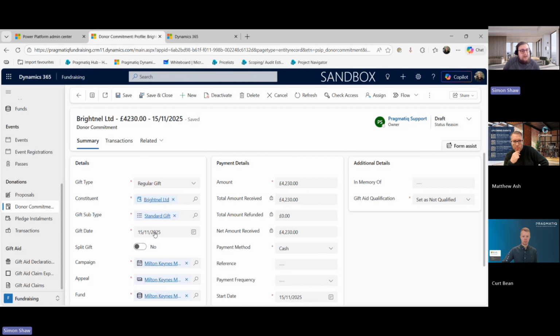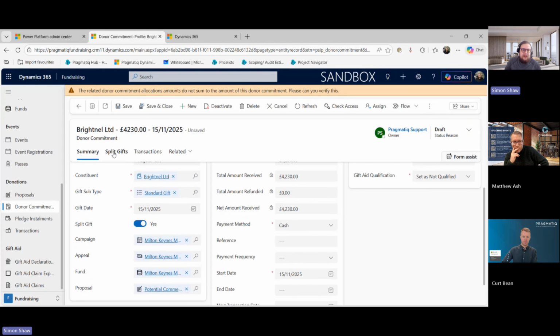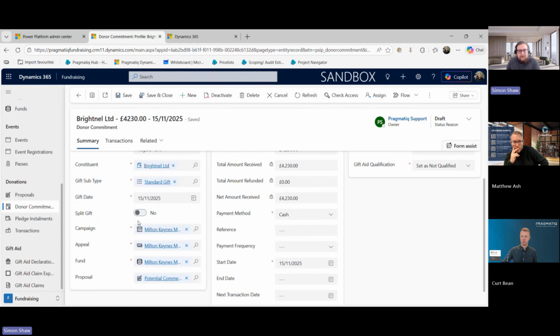We then have the date of the gift. We have the concept of splitting a gift. So you might want to split that donation, mainly to put it into two different pots. If you have, say, a restricted fund and an unrestricted fund and you want to split that out, we have the ability to do that. And then you'll see it splits out the split gift at the top. And then there's even some logic behind the scenes that tells us if the allocation doesn't amount to the total value, just to make sure we've done that correctly.